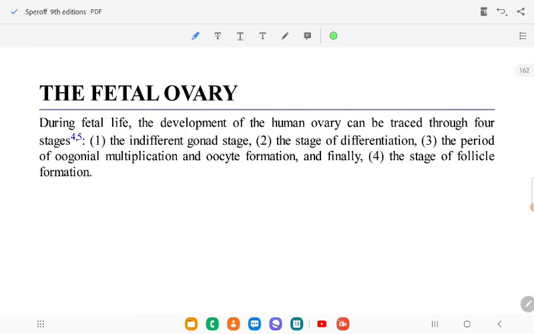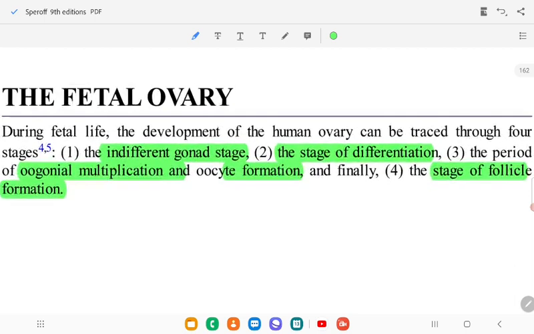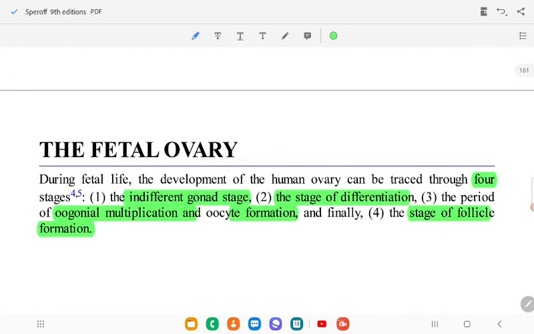The fetal ovary. During fetal life, the development of the human ovary can be traced through four stages: the indifferent gonad stage, the stage of differentiation, the period of oogonia multiplication and oocyte formation, and finally the stage of follicle formation.